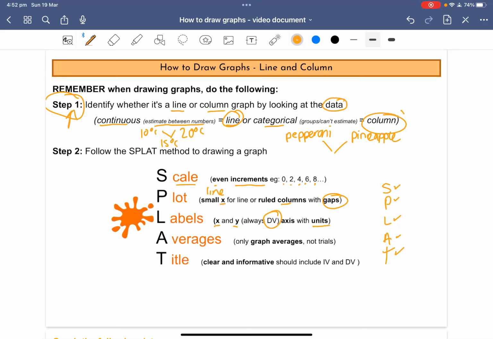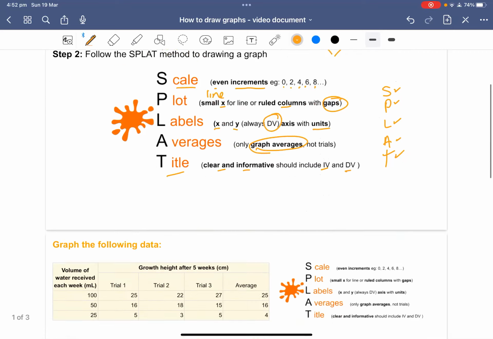Don't forget those units. Second last, we should always graph our averages and not trials if we're given multiple trials, so calculate the average to graph that. And then lastly, have a title. Your title should be clear and informative, and it should include the independent and dependent variable. So let's start practicing actually drawing some graphs.